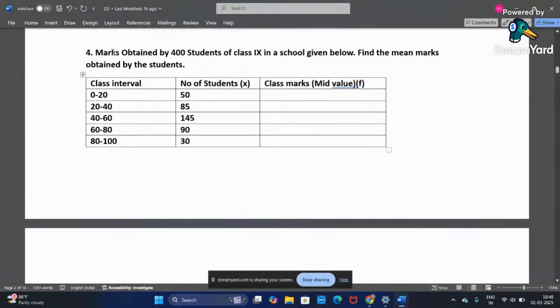Fourth one. Marks obtained by 400 students of class 9th in a school are given below. Find the mean marks obtained by the students. So first we need to find this x. Mid value means, between 0 to 20, what is the mid value? It is 10, right? Between 20 and 40, the mid value will be 30. Same way, here it is 50. Between 60 and 80, the mid value will be 70. And here it is 90. Any doubt in this?